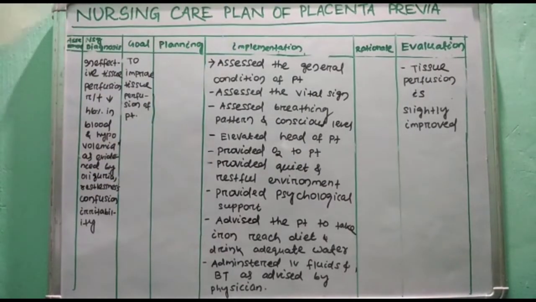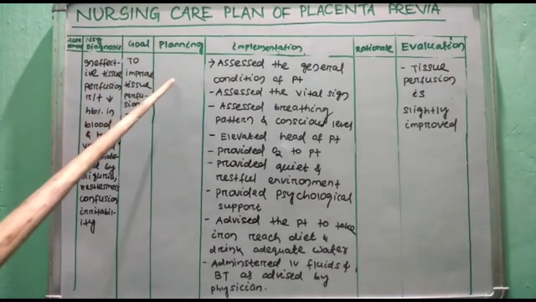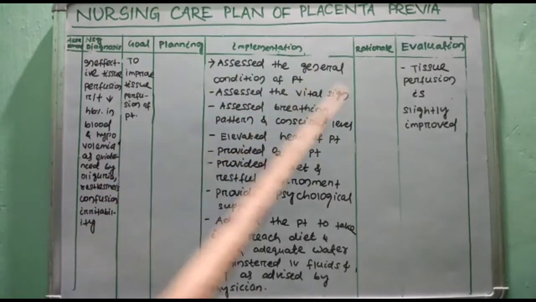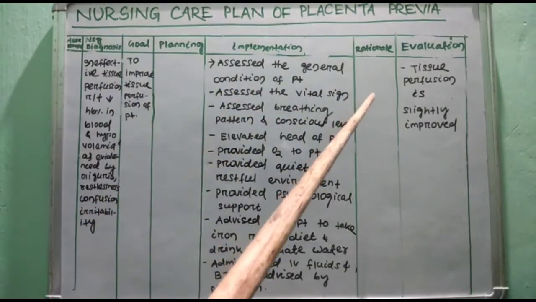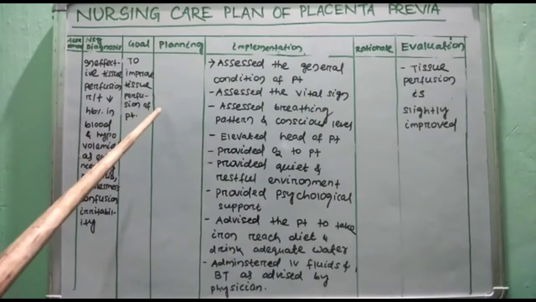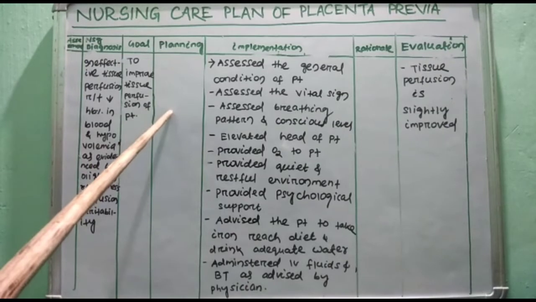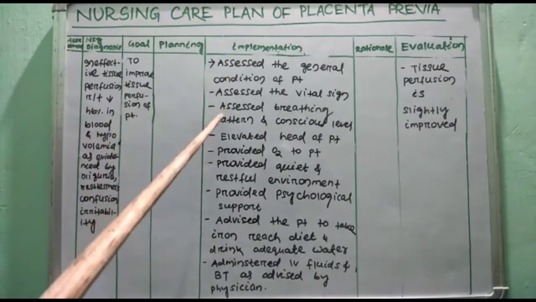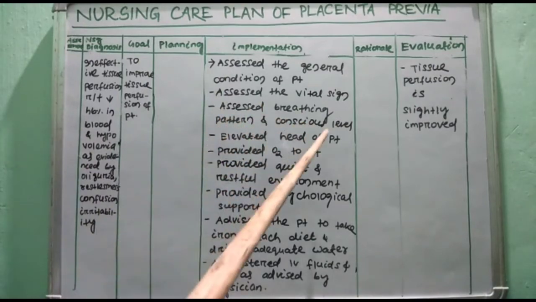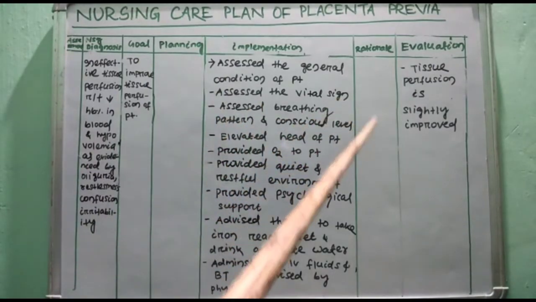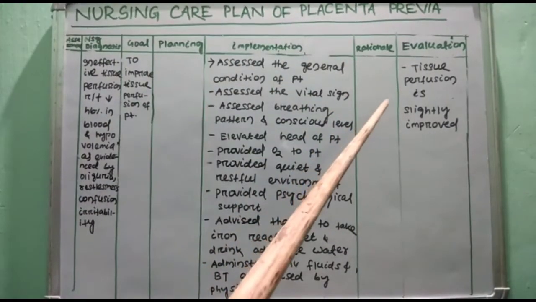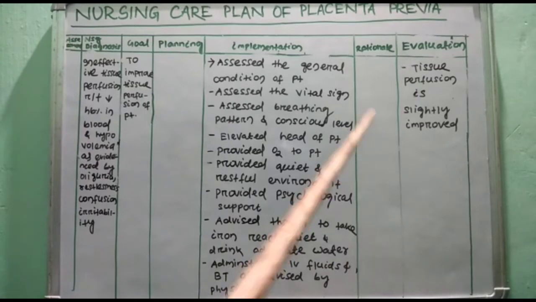Then next planning is the vital signs to be assessed. Implementation is assess the vital signs of the patient. Then rationale is to know the baseline data of the patient. Third planning is the breathing pattern and the conscious level of the patient to be assessed. Implementation is assess the breathing pattern and conscious level of the patient. Rationale is to know the breathing pattern, check the breathlessness and conscious level of the patient.